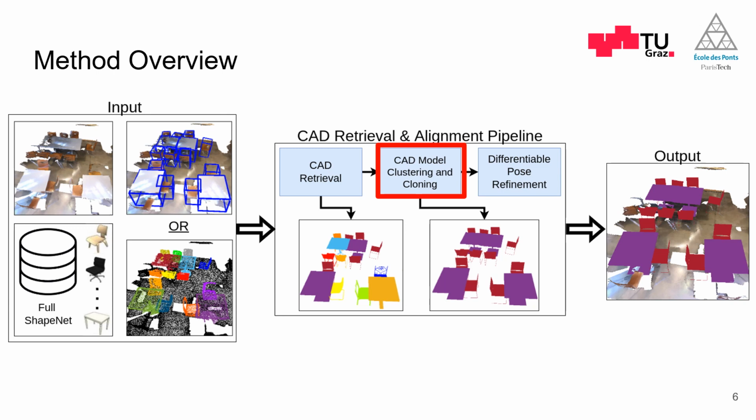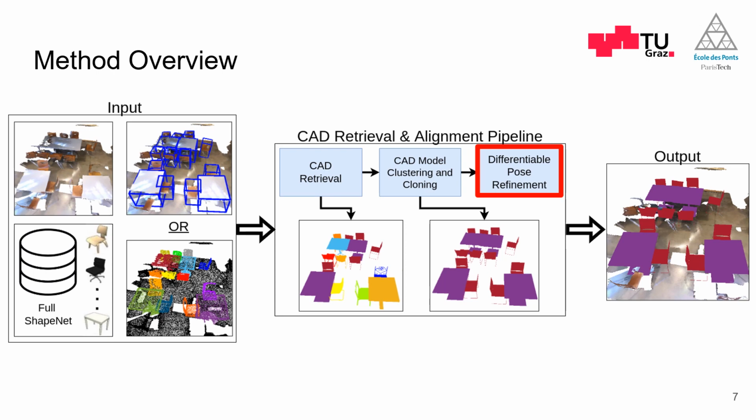As next step, we perform CAD model cloning, a method to identify the objects in the scene that share the same geometry and represent them with a common CAD model. The last step is differentiable pose refinement, to optimize the 9 degrees of freedom pose for each object. Throughout our whole pipeline, we are using an objective function which is mainly based on comparing 2D observations.